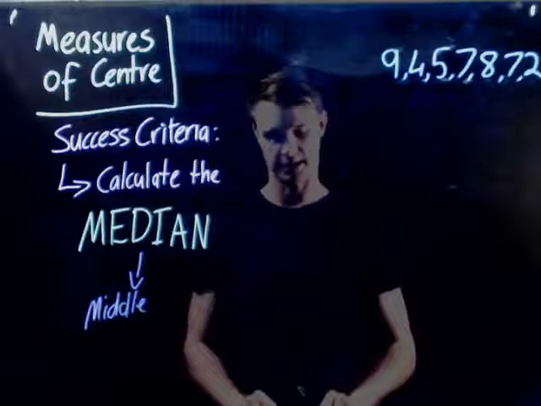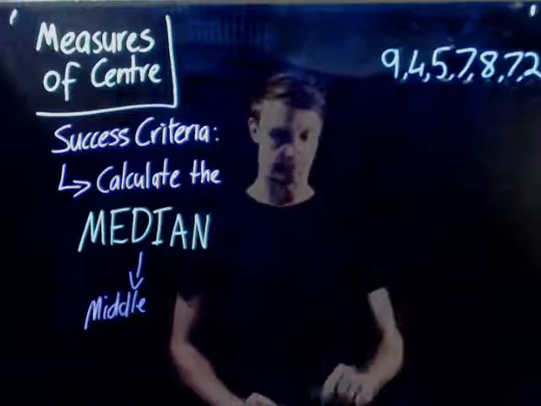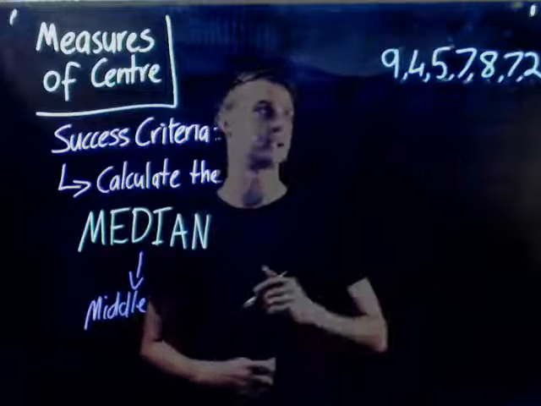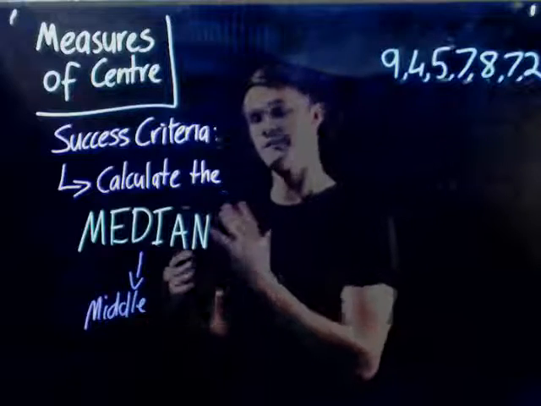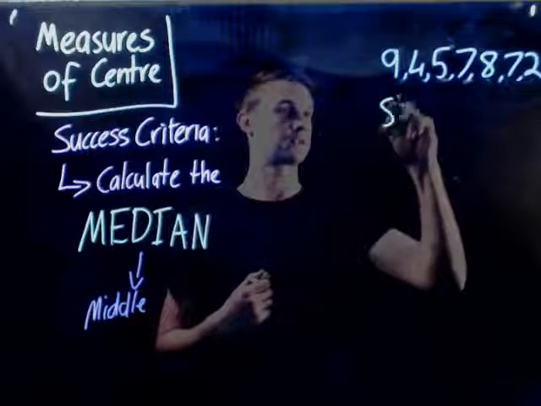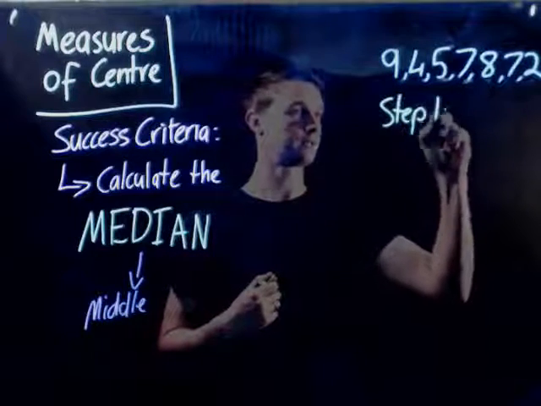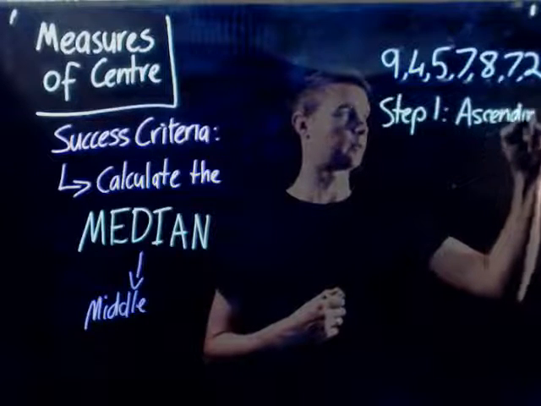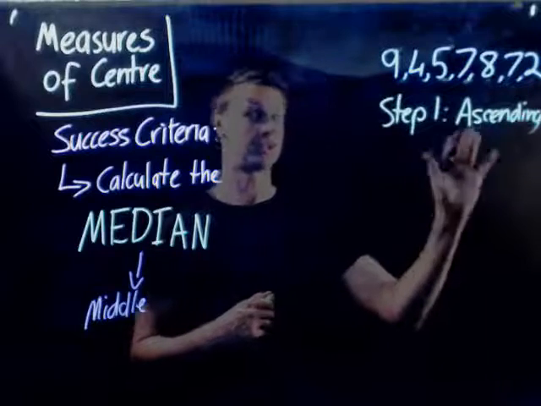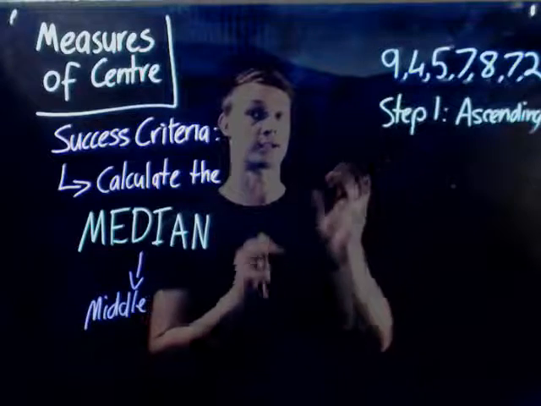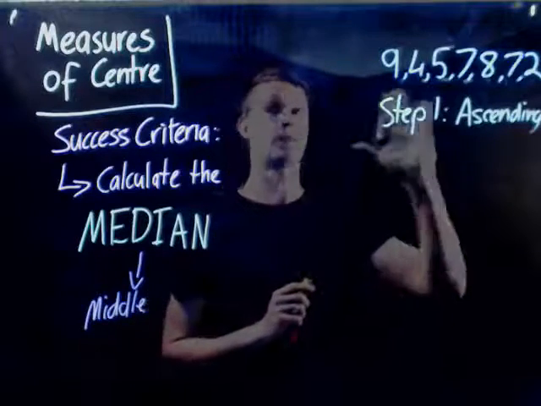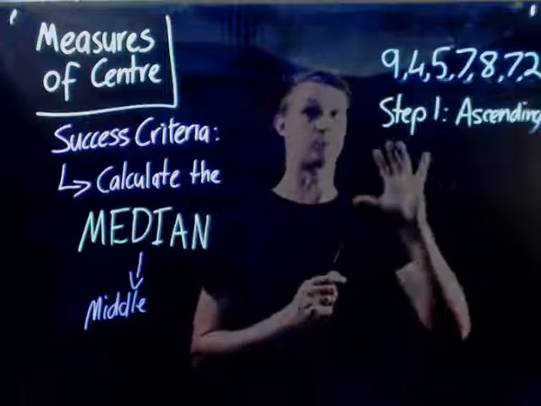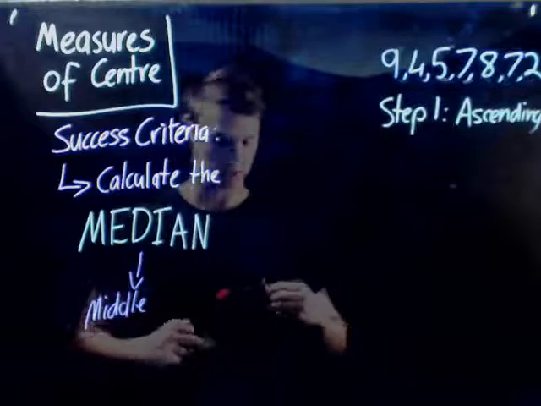So here we have our example from previously, pretending that these are cricket scores in an indoor cricket match. To find the median, there's the first step. Step one is that you need to put it in ascending order. Remember, ascending means smallest to largest number. So we're going to arrange this from the smallest number to the largest number, and we're going to do that quickly just down here.